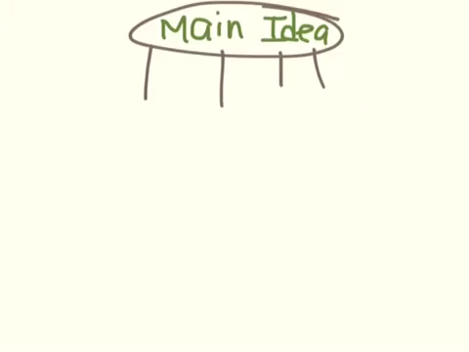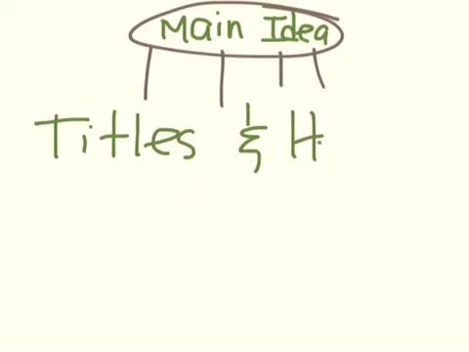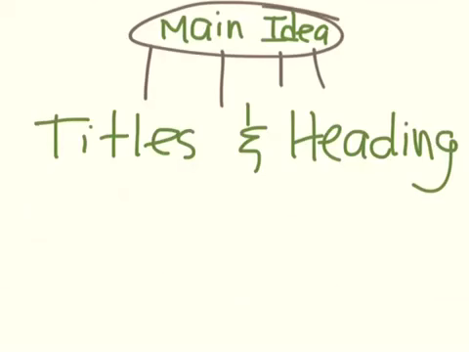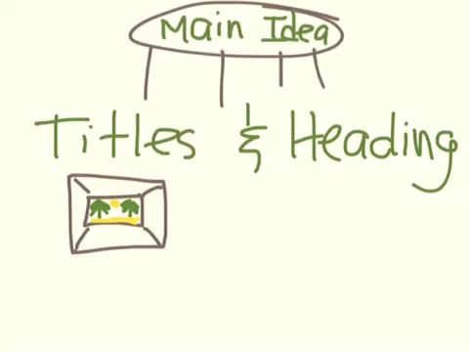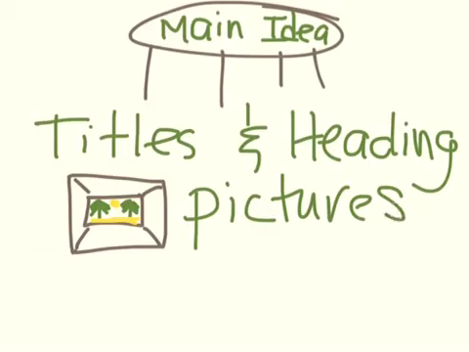A reader can also look at titles and headings of text. A lot of times when you're reading nonfiction, there'll be a title or a heading that tells the reader, hey, you're going to be learning about bugs, or hey, you're going to be reading about turtles. So look at those titles and headings. Readers can also look at picture clues. Sometimes the text will have pictures that will give you an idea of what the text is mostly about.